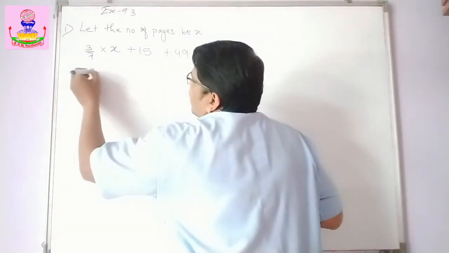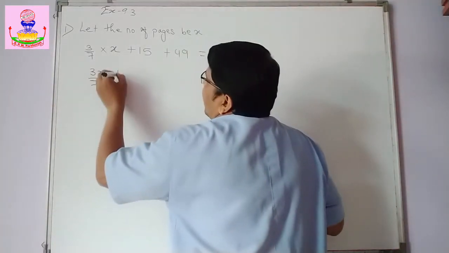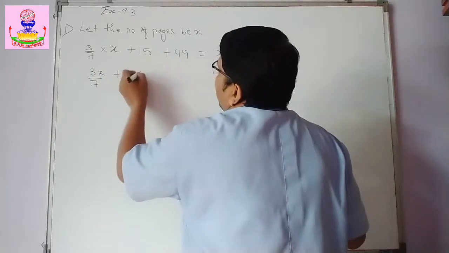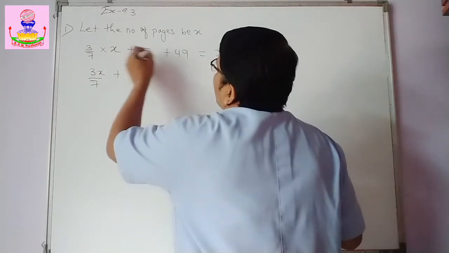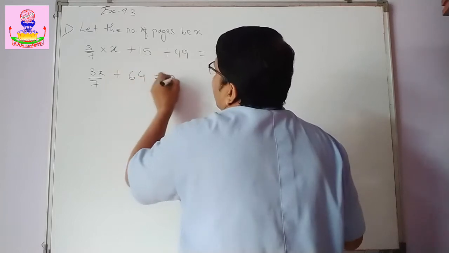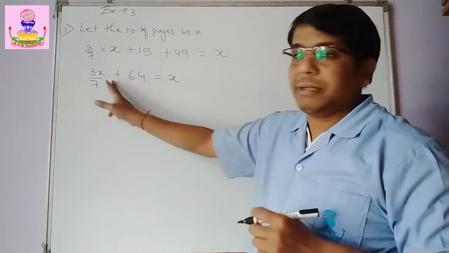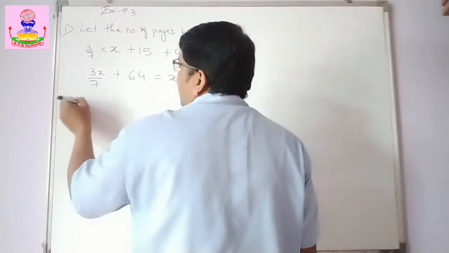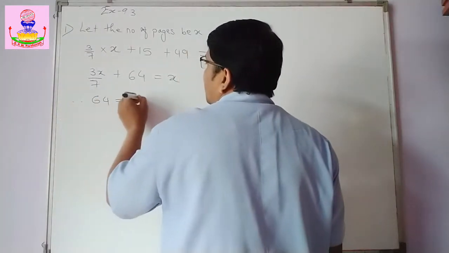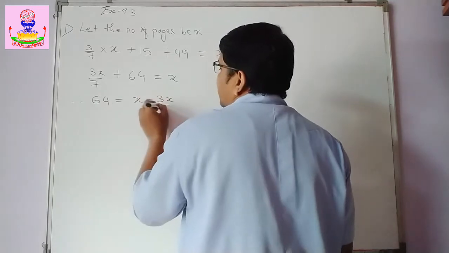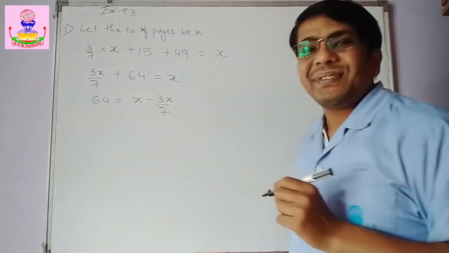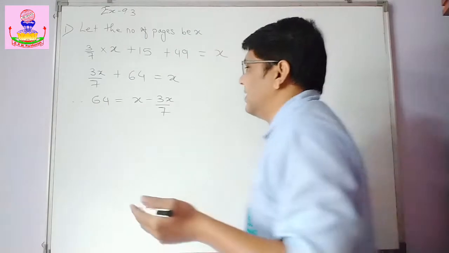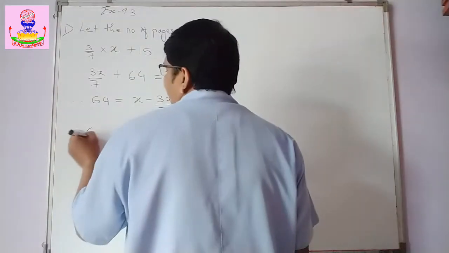Now here, so this becomes 3x upon 7 plus 9 plus 5, 14, 1, so 2 plus 4, 6, that is 64, equal to x. Now bring this 3x upon 7 to this side. It will become minus. So therefore 64 is equal to x minus 3x upon 7. Then what you will do? Oh yes, definitely. You are supposed to do equalization.